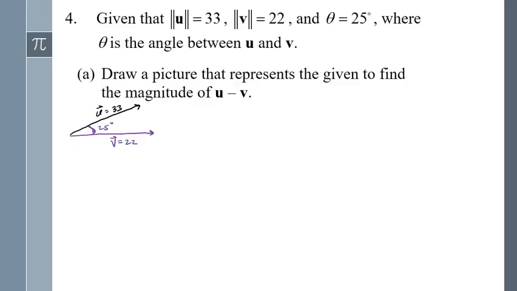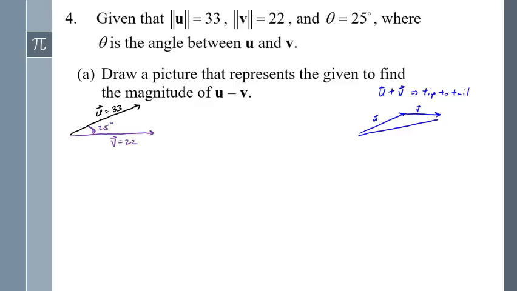So we discussed in class that for U plus V, we would connect the vectors tip to tail. So I would take like U and connect V to that.